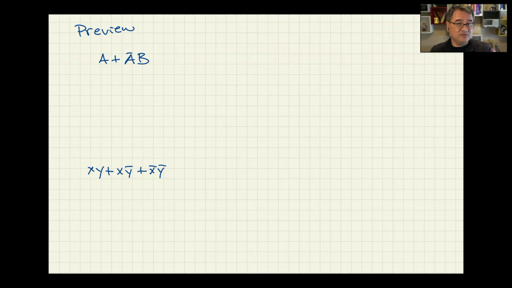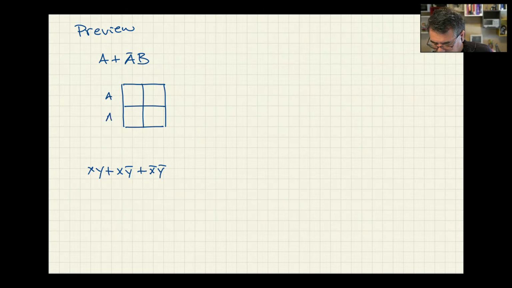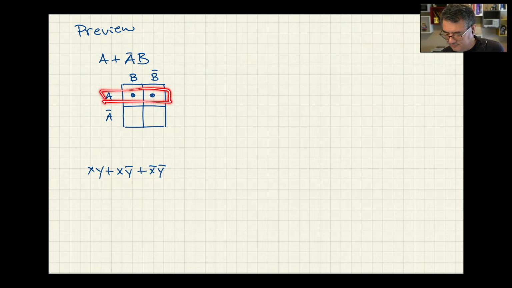There's a technique for simplifying expressions visually by drawing a picture. And here's what the picture is going to look like. I'm going to draw a grid. And down one side, I'm going to put one of the variables in both of their positive and negative forms. And then I'm going to look at my expression. I see the a here, so I'm going to put 2 dots on the a row. This is the a row right here.